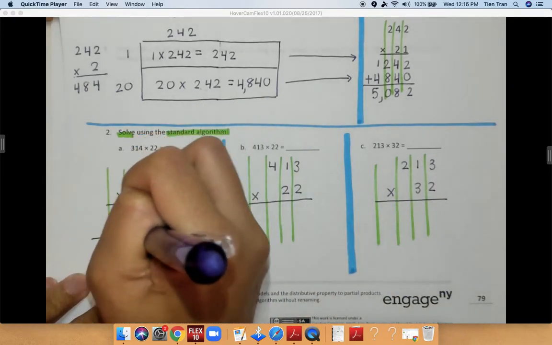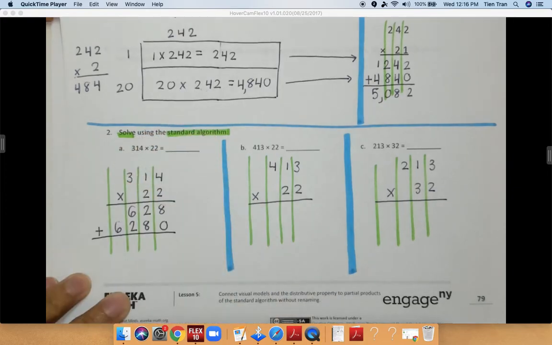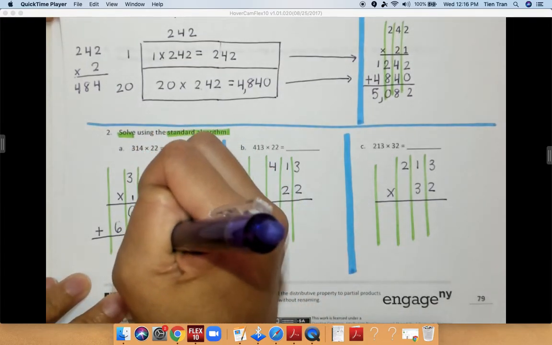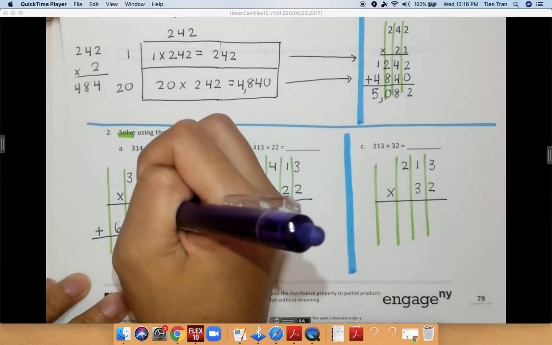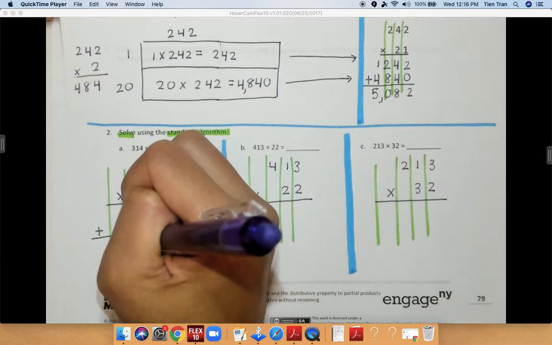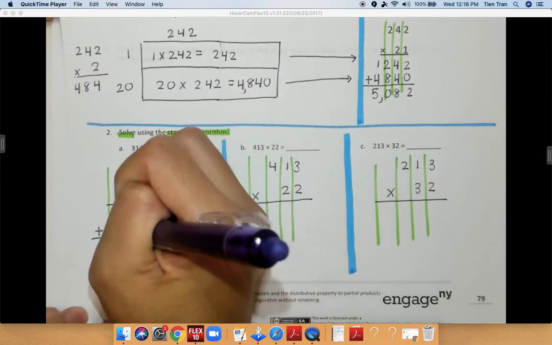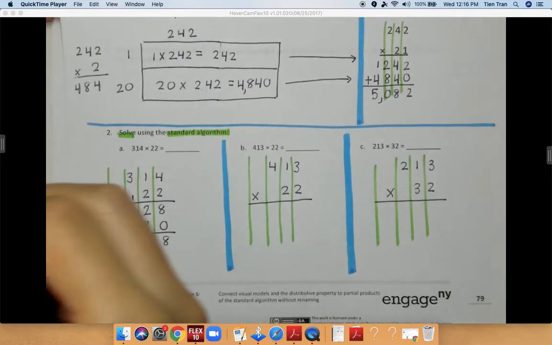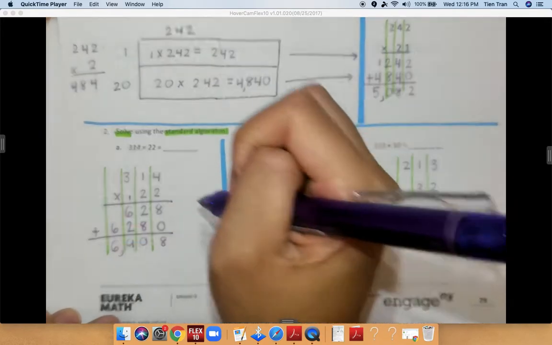I'm going to make sure I add all of my numbers together. 8 plus 0 is 8. 8 plus 2 is 10. Carry my 1. Bring down my 0. 6 plus 2 plus 1 is equal to 9. And 6, I bring it right down. So my final answer is 6,980.